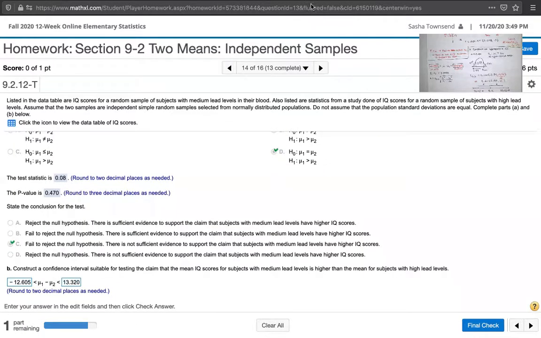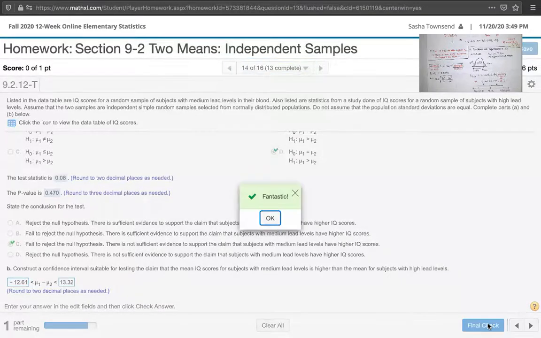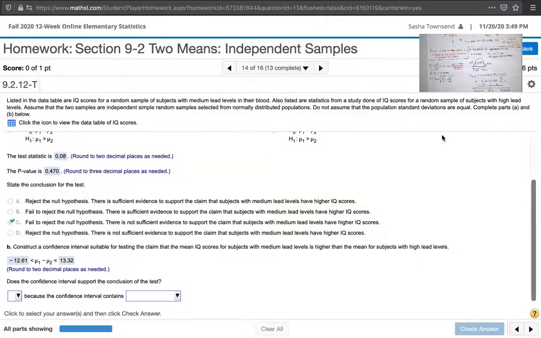I just realized what I did. It's so silly. I didn't read the fine print. It asks us to round to 2 decimal places as needed, and I had rounded to 3. So that should be a 1, and that should be a 0.32. That's silly. What a silly mistake. I know you guys relate to that.